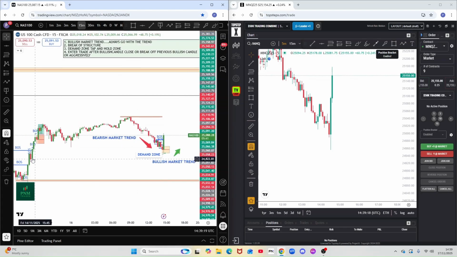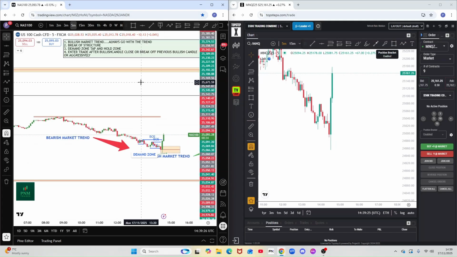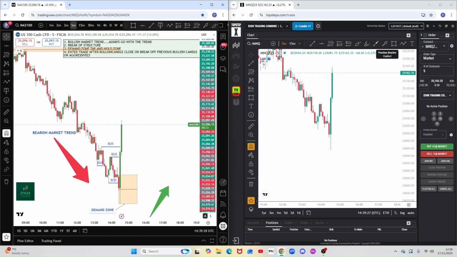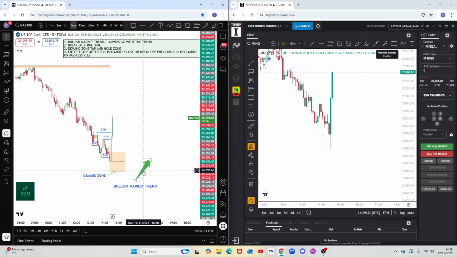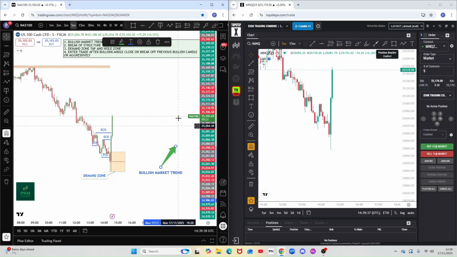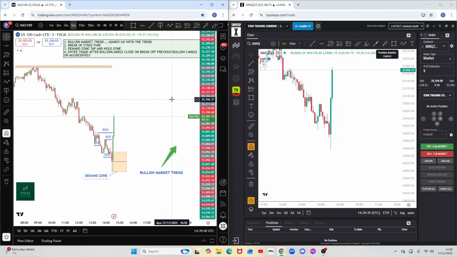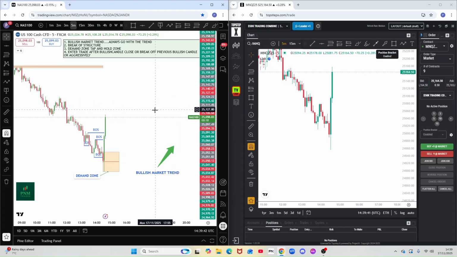See how it's reacting off this 15. Oh, it's strong too. Yeah, price is probably just going up now. Here we go. So now I'm going to remove this because we have switched the bias. Now we wait. Now it's just a waiting game.